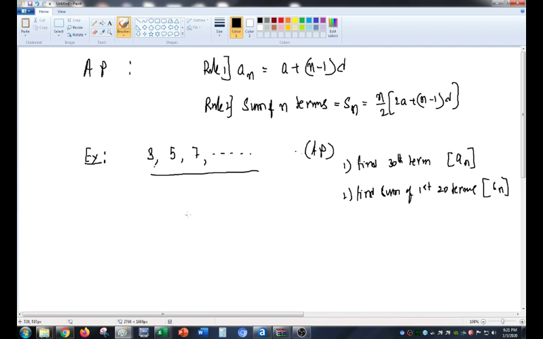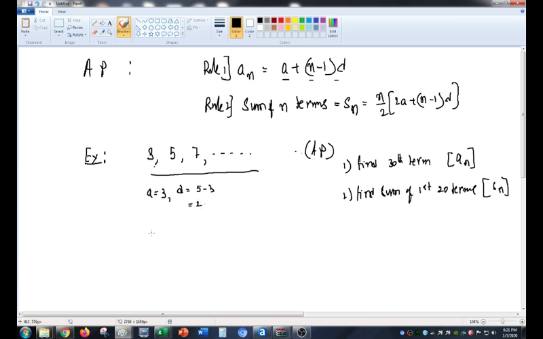So this is the thing. Now how to do this? In both the formulas, a is there, n is there, d is there. Only 3 letters are there, 3 unknowns. So from this, a is equal to 3. And how do you get d? 5 minus 3 is equal to 2.